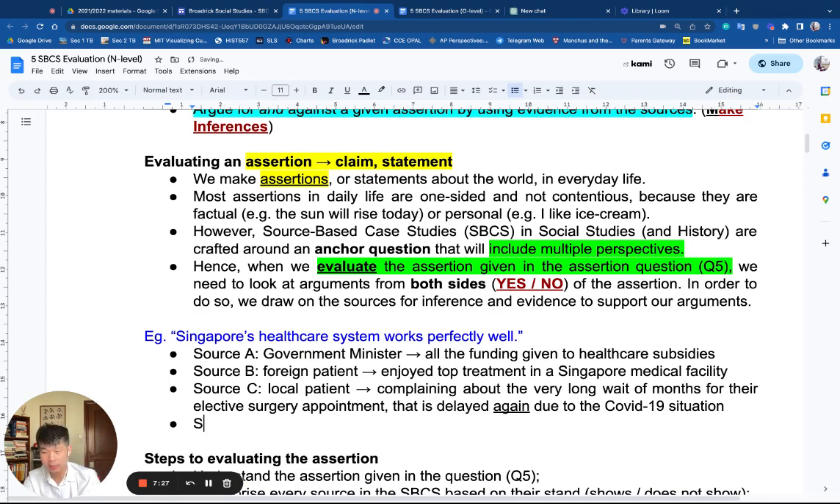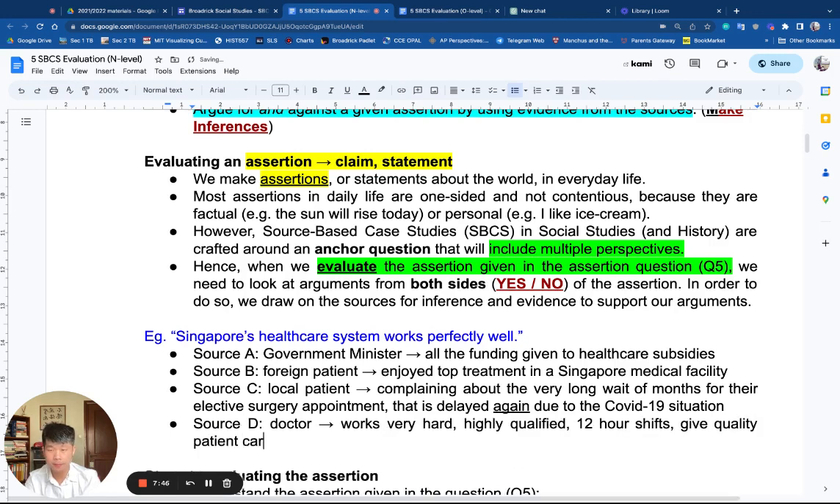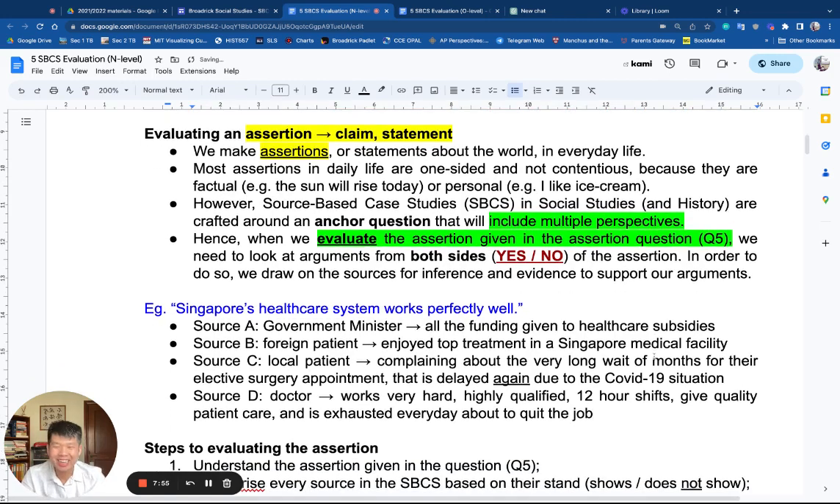Coming to life. And source D could be a doctor that works very hard, highly qualified, doing 12-hour shifts, gives quality patient care and is now exhausted every day, about to quit the job. Sorry to my doctor friends. This is the reality of your life. I've expressed it in a couple words.